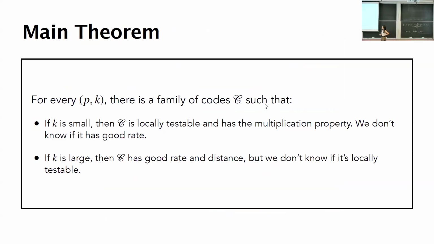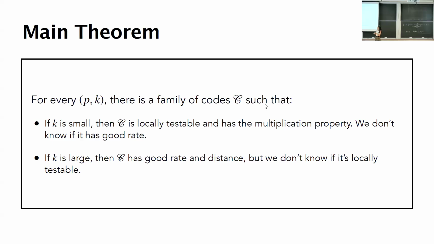Okay, so here's our theorem. For every parameters p and k, where p is some prime and k is some constant less than p, so these are both constants, you can define some family of codes. Depending on how you pick k relative to p, there are two settings for what the properties of the code were that we were able to show.